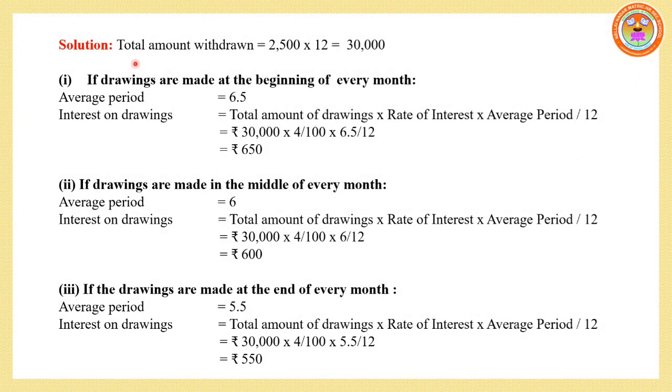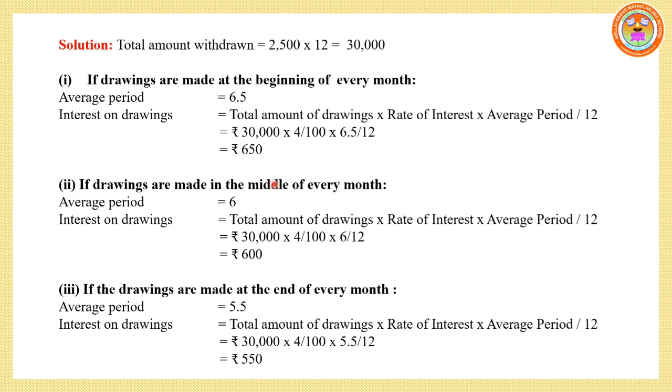So formula for finding monthly, beginning of each month, amount into 12. So if you are multiplying from the beginning itself, amount into 12. So that can be written as total amount of drawings into rate of interest by 100 into average period. So beginning of each month, average period is 6.5 by 12. So simplify this one, we got 650. Then second situation, middle of each month.